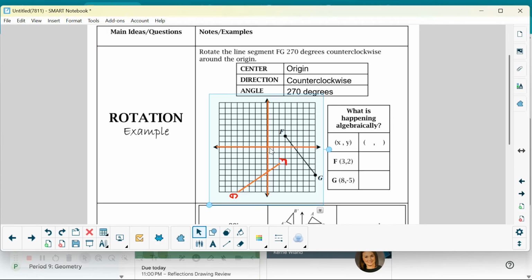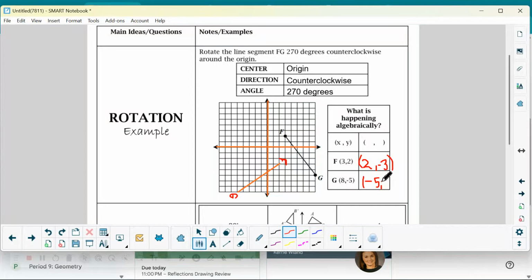So here are my new points. F is at 2, -3, so I'll write that in. So 2, -3. And then G looks like it is at -5, -8. And that is it. So that is how we rotate around the origin.